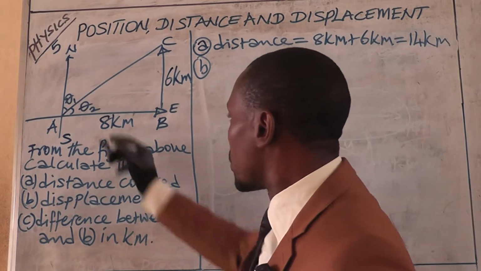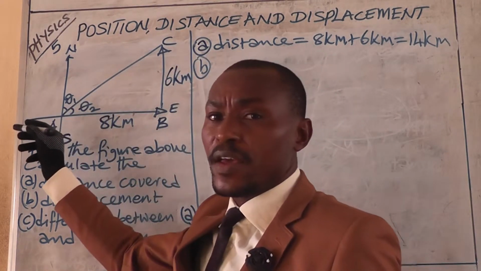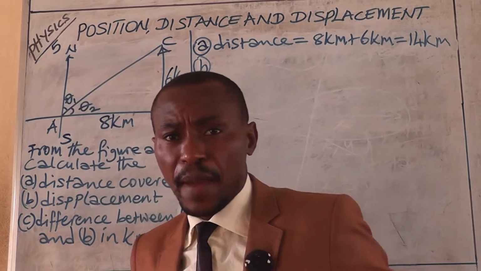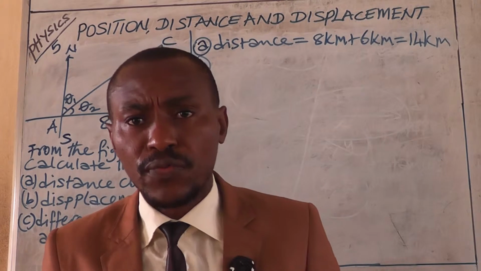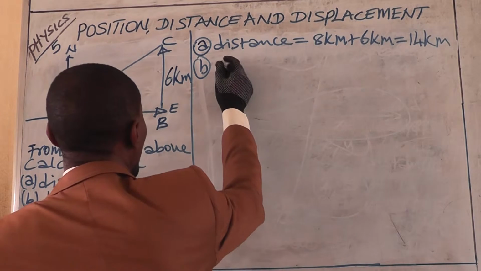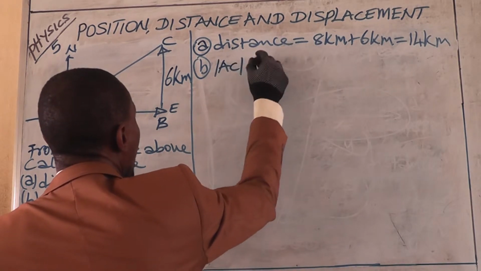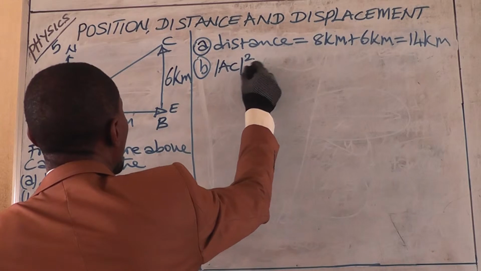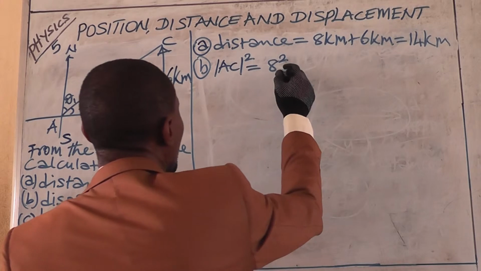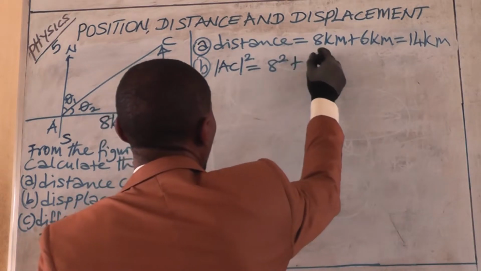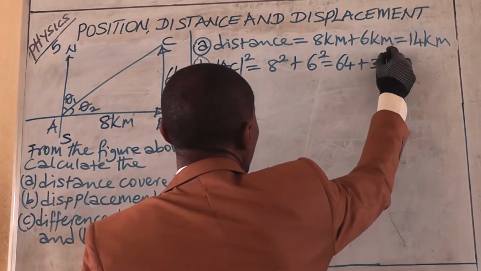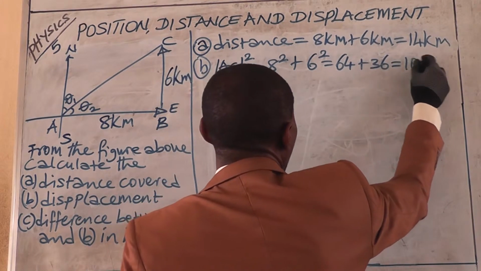Looking at it also, you discover that we have a triangle here. And to solve, we have two sides; we don't have one side. We can apply Pythagoras theorem to solve this problem. By Pythagoras, we have line AC squared is equal to 8 kilometers. Will come to the SI units later. 8 squared plus 6 squared, which is 64 plus 36. And at the end we'll have 100.